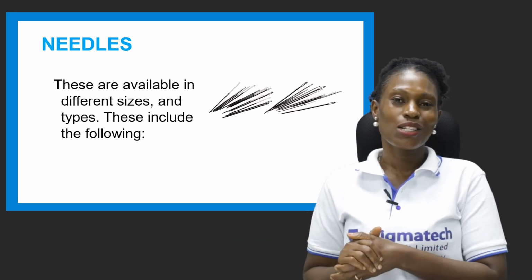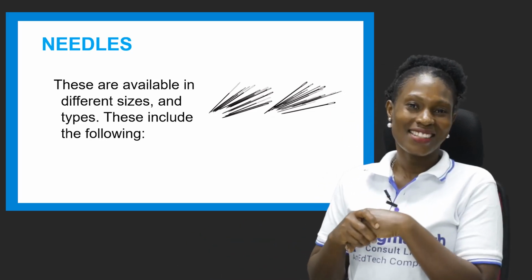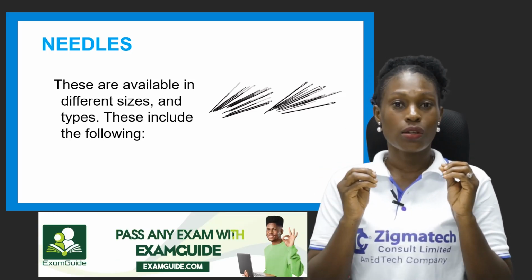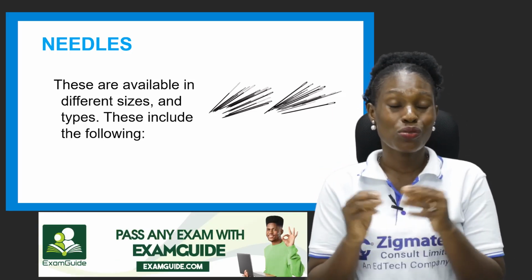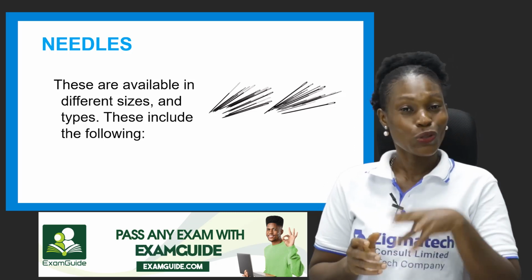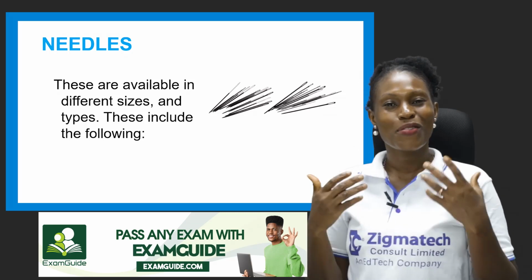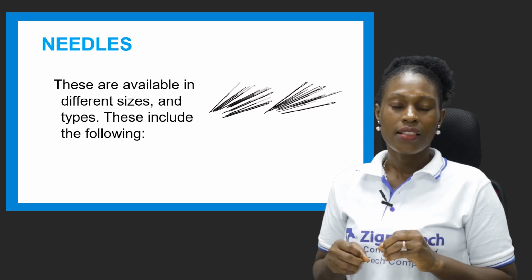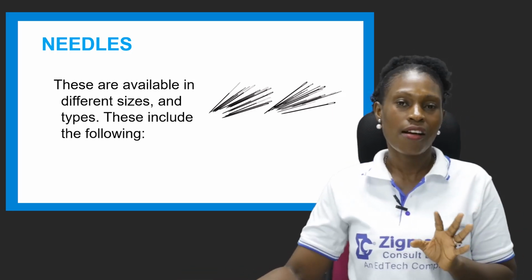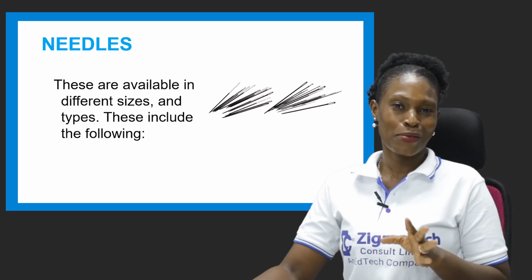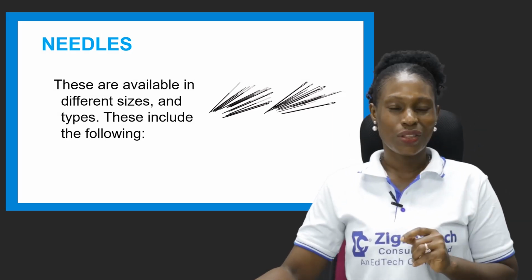Now needles, these are things you find, like I said earlier. It is one tool that you can use to sew, a simple sewing tool. It's a must-have for everybody. You should have your thread and needle at home. Needles are available in different sizes and types. Now we're going to look at some of the needles available. Maybe you never knew they had different types of needles. You're going to get to know that now.